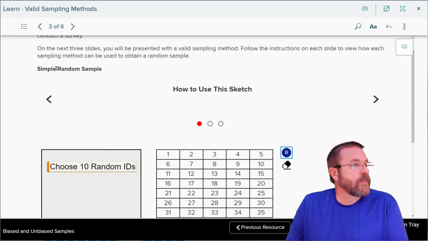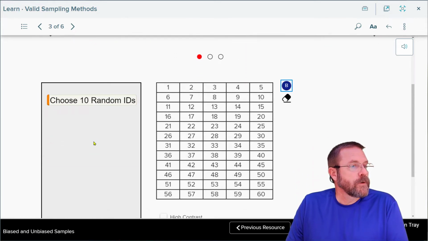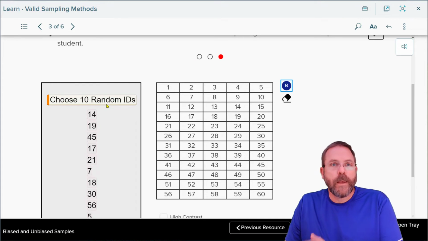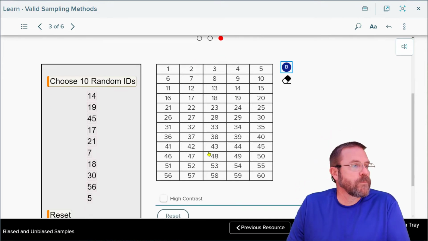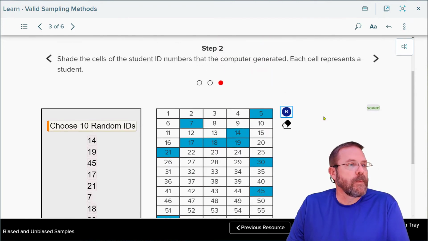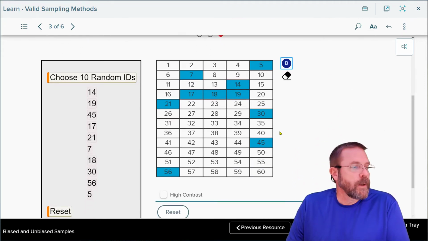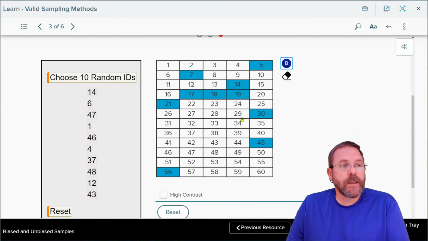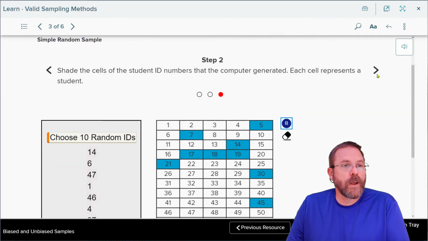First, we're going to take a look at the random sample. For the random sample, they said choose students at random, and then we're going to shade the cells that represent the students that were picked. So we picked 14, we picked 19, we picked 45, we picked 17, 21, 7, 18 is right there, 30 is right here, 56 down here, and 5 is right there. And that would be an example of a random sample. Now we could reset that and do a random sample again, and you're going to see that we have different numbers this time, but it all varies on how you want to do it.